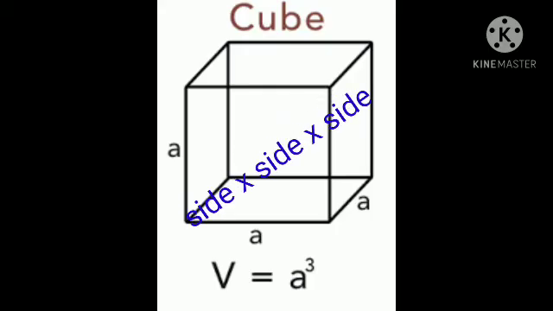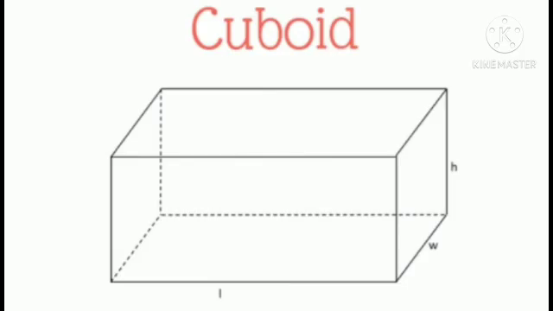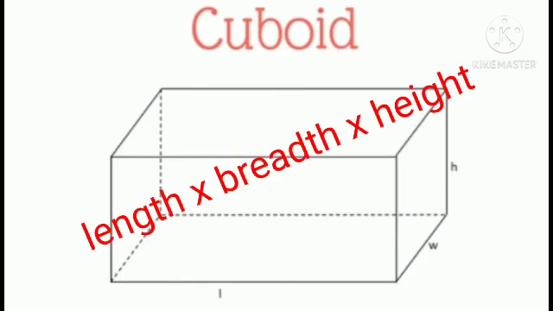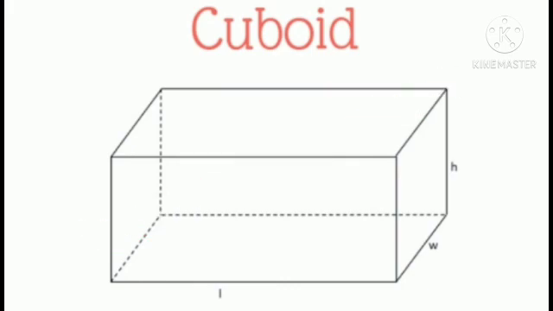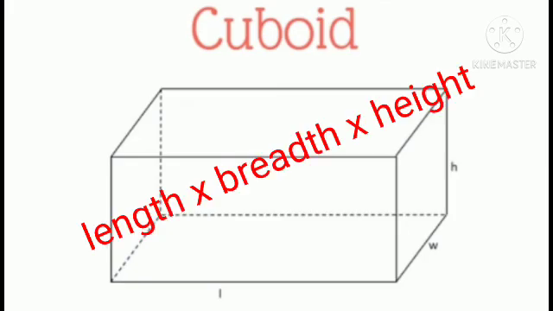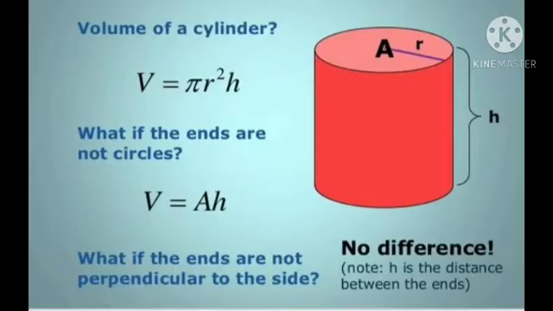Volume of cube is a cube, volume of cuboid is L into B into H, length into breadth into height, and the volume of a cylinder is pi r square h, where r is the radius and h is the height of the cylinder. Moreover, for any solid, volume is the product of base area and height.